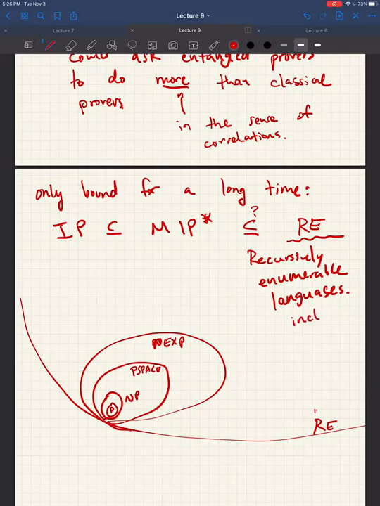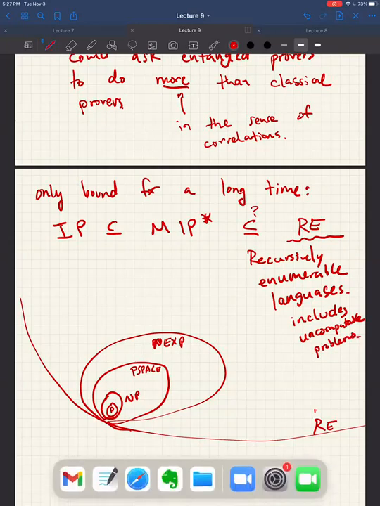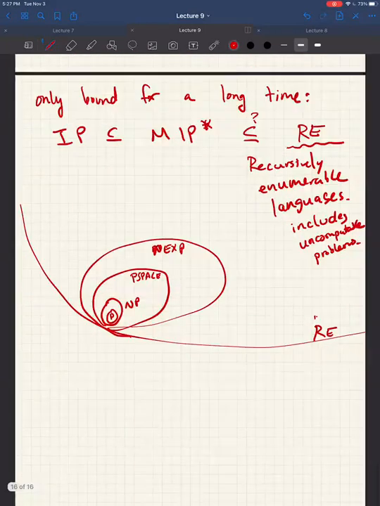Does that mean that there's no meaningful definition of something being RE complete? Oh, great question. There is a notion of an RE complete problem, and that's the halting problem. So actually, let me just get into that.